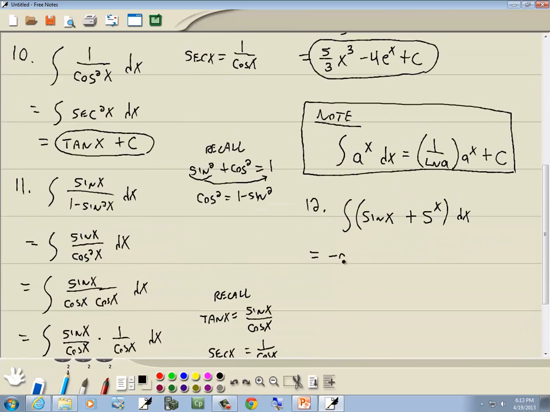So it's negative cosine. Now here we got 5 to the x. Well, 5 is our a. So our formula says that we're going to rewrite that as 1 over natural log of 5, natural log of a, times a to the x power. So times 5 to the x power. And then we put our plus c on at the end. And that's our answer.